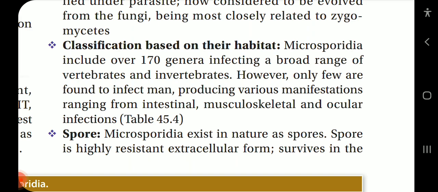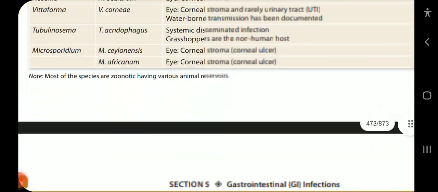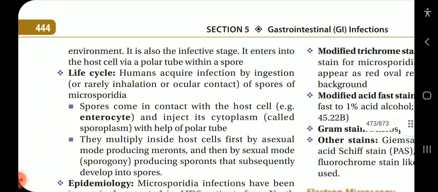Spore: Microsporidia exist in nature as spores. The spore is a highly resistant extracellular form. It survives in the environment. It is also the infective stage. It enters the host cell via a polar tube within the spore.